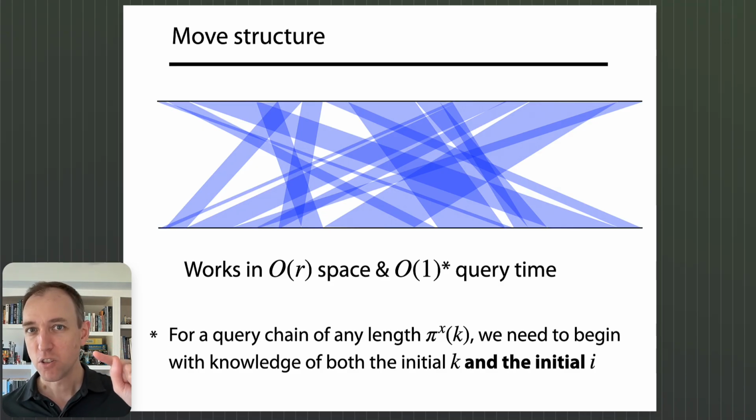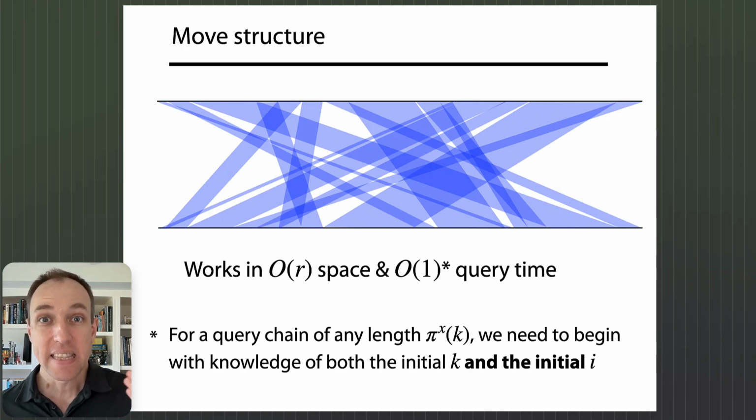However, there's a small asterisk on this, which is about the constant time query that we're doing, where we're able to run the permutation, including composed and nested permutations, a whole chain of permutations. We know that if we have the k and the i to begin with, we can compute the k prime and the i prime in constant time. That's what we covered in this lecture.